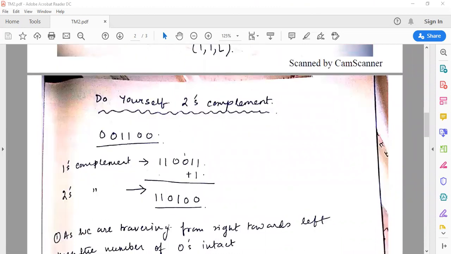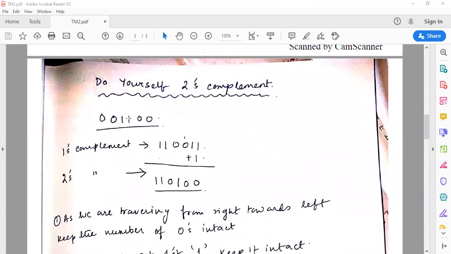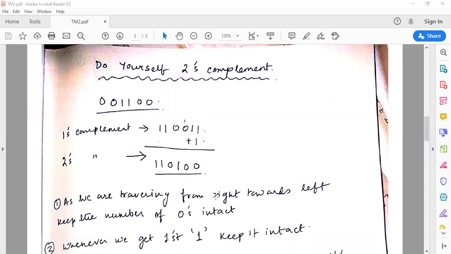I have just explained to you the concept. This is my given number, 001100. This is my given input. You all know the process of getting the 2's complement. You first flip the zeros to ones and ones to zeros, that is get the ones complement, and then add a 1 to this number. So the final 2's complement is 110100, right? Agreed?